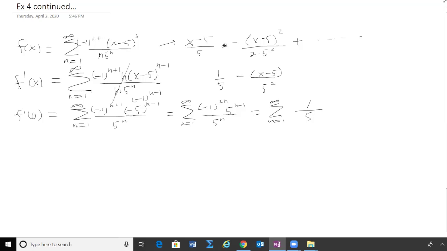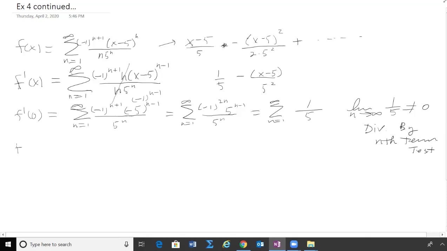Well, it's constant. You could argue easily enough that the limit does not equal 0, so we have divergence. And remember the name of that test, nth term test. That's what we call it. Okay, so you're not able to add the 0. What about the other number, f prime of 10?